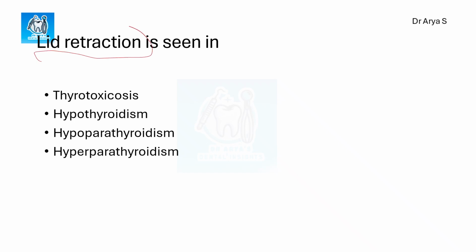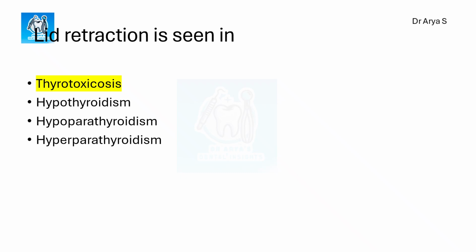Lid retraction is seen in which condition? Is it thyrotoxicosis, hypothyroidism, hypoparathyroidism, or hyperparathyroidism? Here the answer is thyrotoxicosis. So lid retraction is seen in thyrotoxicosis.